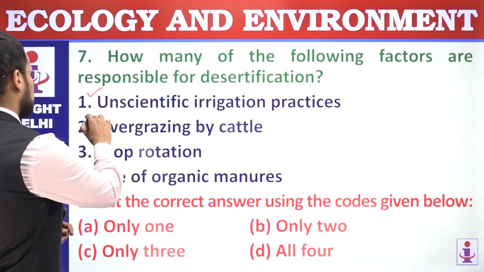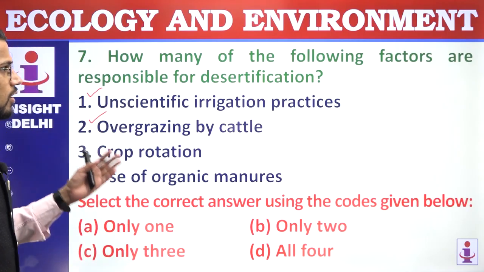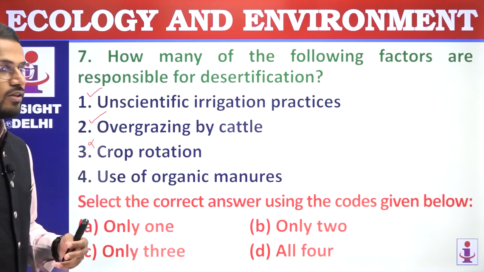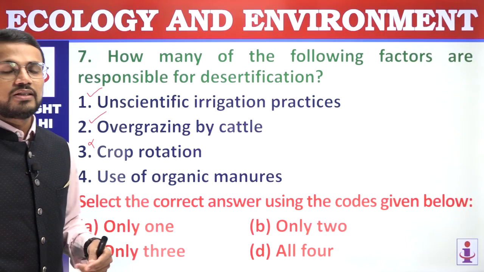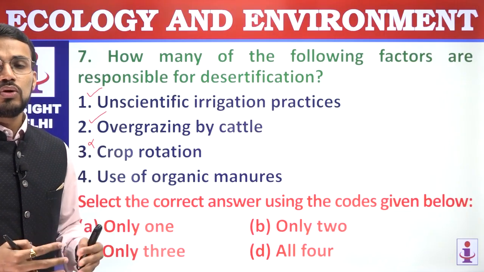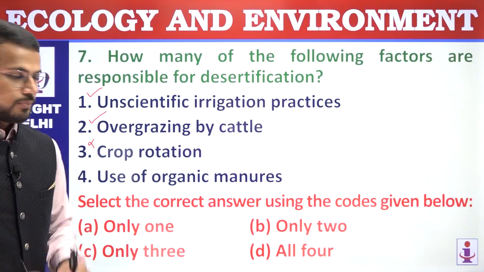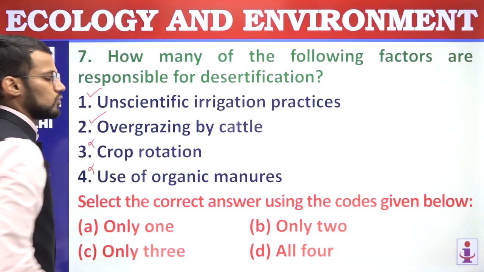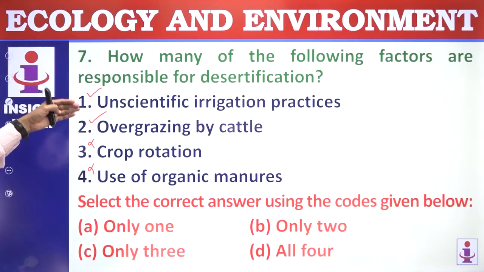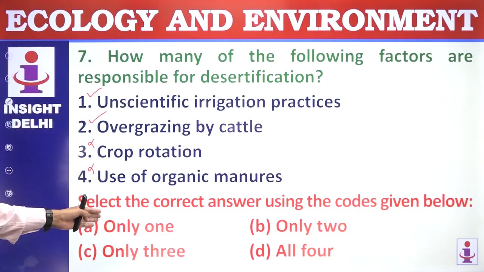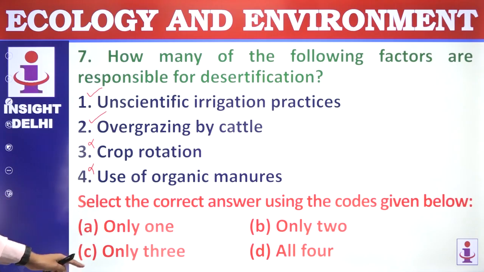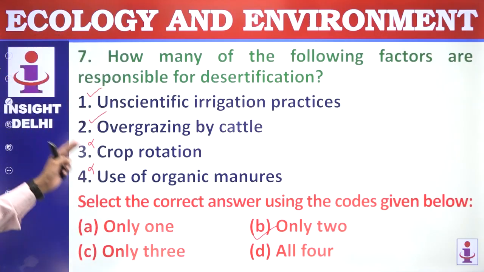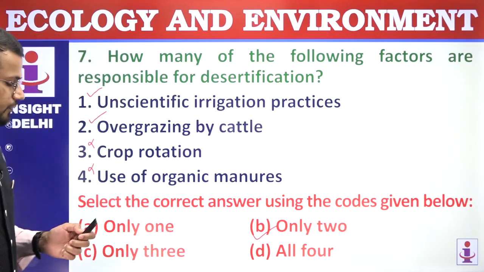Second, overgrazing by cattle is also one of the reasons for desertification. Crop rotation, on the other hand, is not a factor for desertification. We can say that if crop rotation is carried out, desertification can be checked. Fourth, use of organic manures is also not a cause of desertification. So only the first two are the causes. We are supposed to find out how many factors are responsible. So only two factors are responsible, and that's why the answer is B, only two. Seventh question, answer is B.